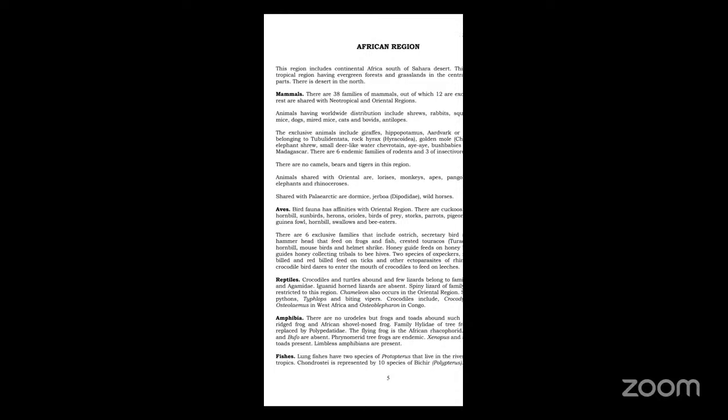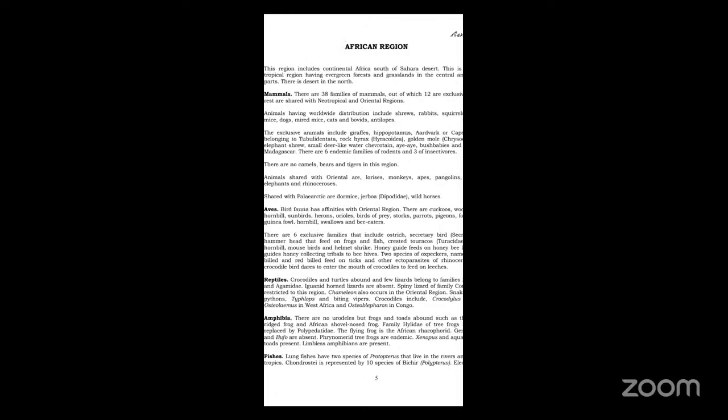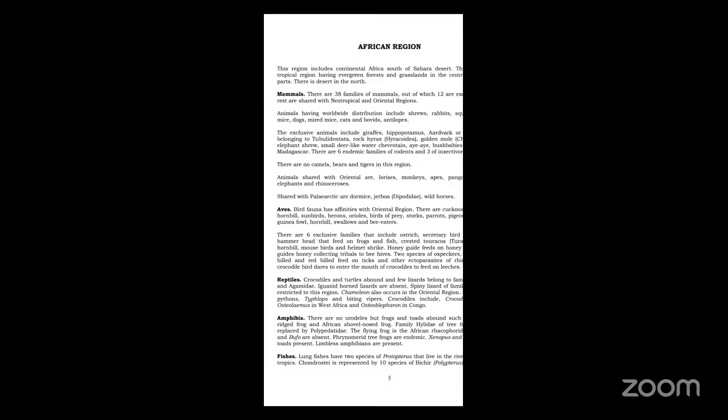The exclusive animals include the giraffes, the hippopotamus, the aardvark or the Cape anteater belonging to the Tubulidentata. Then you have rock hyrax, golden mole, elephant shrew, small deer-like water chevrotain. Then you have got the bush babies and lemurs. There are also 6 endemic families of the rodents and 3 of the insectivores.